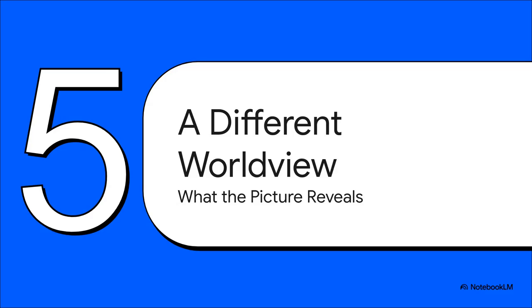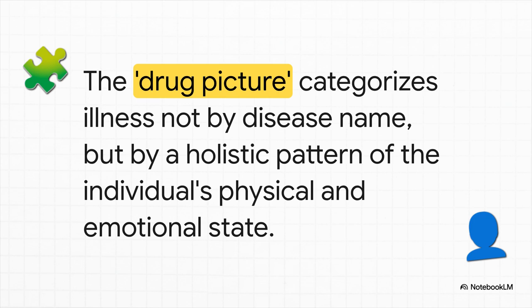So, now that we've looked at these different personalities, the performer, the sufferer, the griever, what does this whole system of drug pictures really reveal? Well, it suggests a fundamentally different worldview when it comes to being unwell. You see, instead of starting with a disease label like, say, migraine, and then finding a drug for it, this whole system starts with the person. It's looking for a holistic pattern, that unique combination of physical feelings, emotional states, and personal triggers that makes you, you.